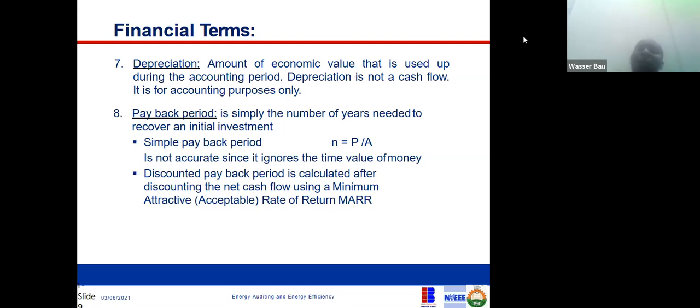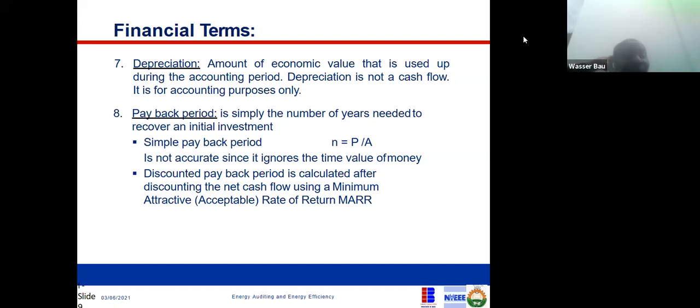No, it's rather a loss in economic value of an investment. Then the other one is the payback period. The payback period is simply the number of years needed to recover an initial investment. So everybody investing in a project, in a power project, or in a renewable energy project, your whole idea is to recover your investment. How long it will take you to recover this investment is what we refer to as the payback period.